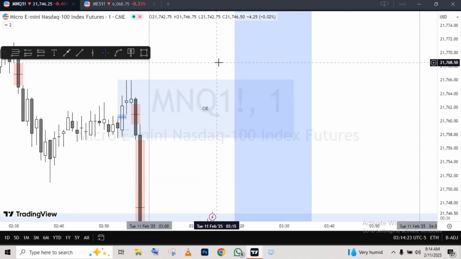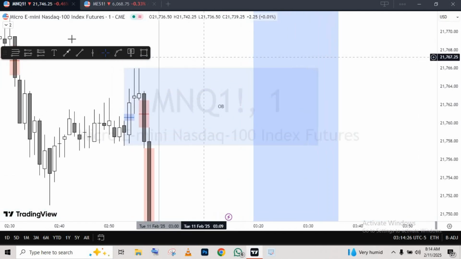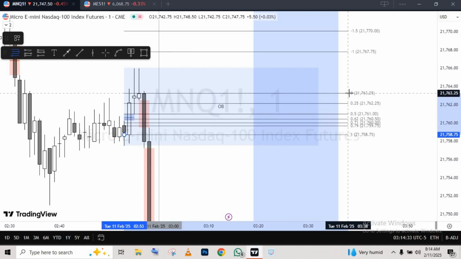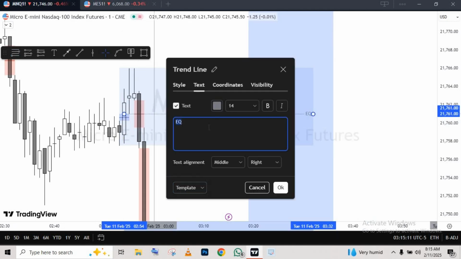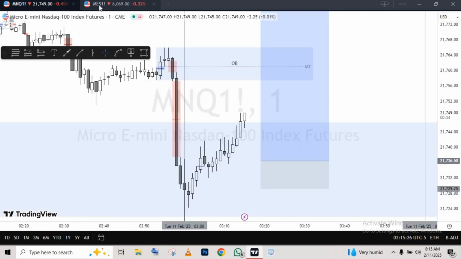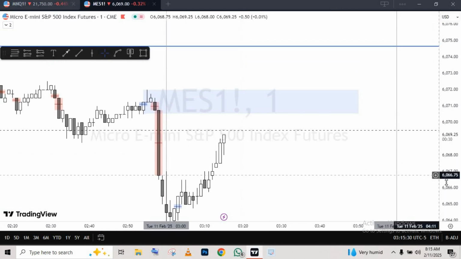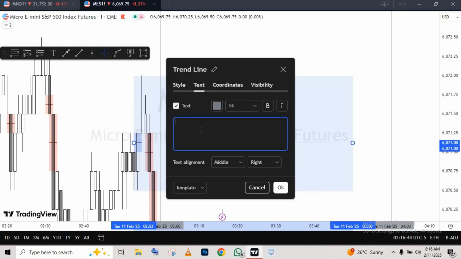So let me do a markup on this OB here. I want to annotate the main threshold of that using the body of the candlesticks, and let's name it mean threshold. I will come to ES and I will do the same thing on ES as well. Mean threshold.